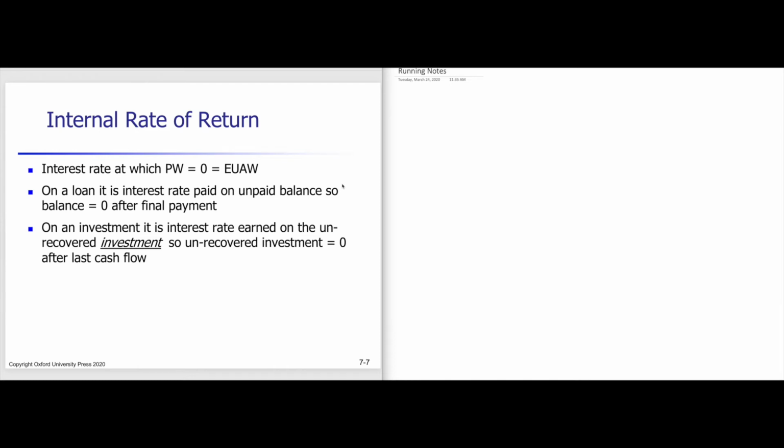Let's start discussing the internal rate of return, chapter 7. You should have the slides available online in Canvas, so please look into the slides. Let's start discussing.